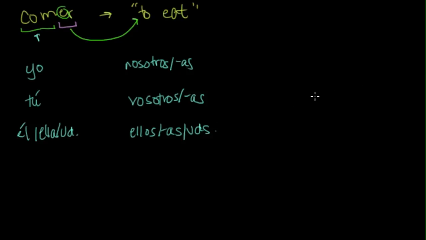And you will notice additional similarities between the endings themselves. So for yo, the ending is o, just as it was for AR verbs. Tú, es, and you will notice similarities to the as of AR verbs. Él, ella, usted, e. Nosotros, nosotras, emos. Vosotros, vosotras, éis, accent on the E, and ellos, ellas, ustedes, en. So you can see there are a great number of similarities between the AR and ER verb conjugations.